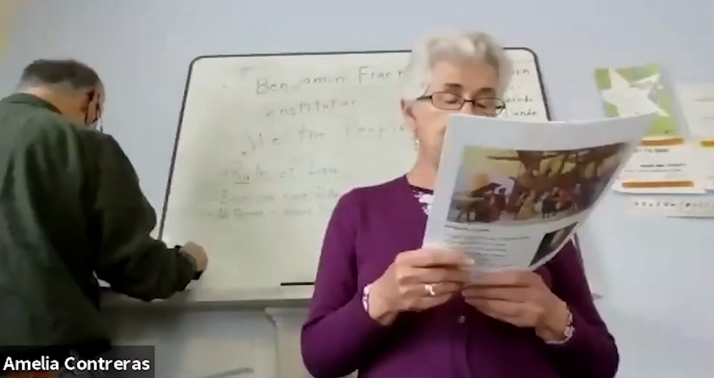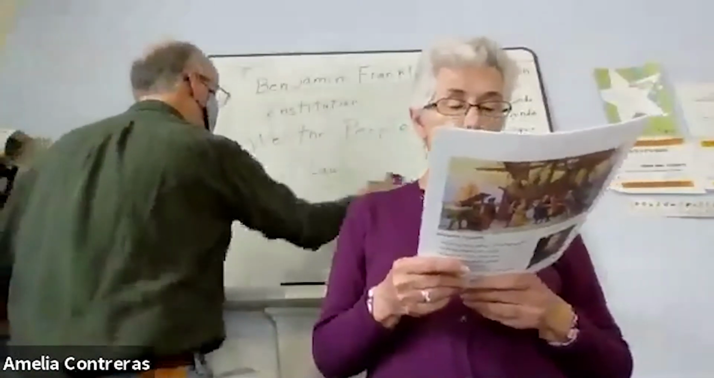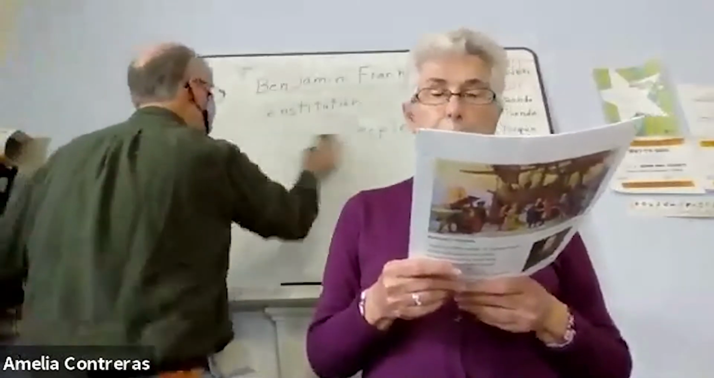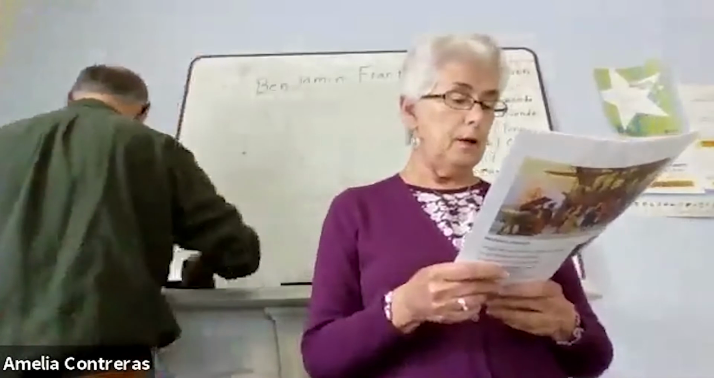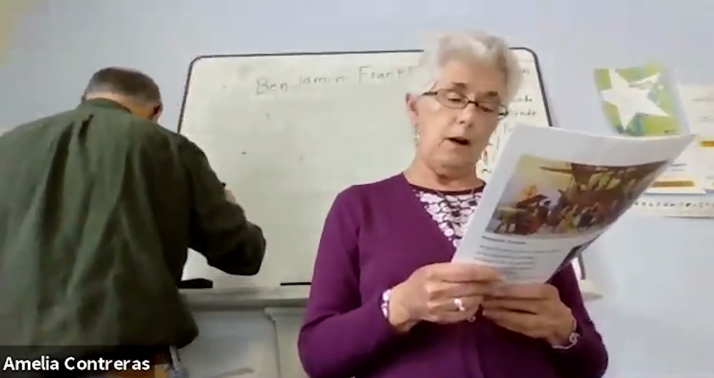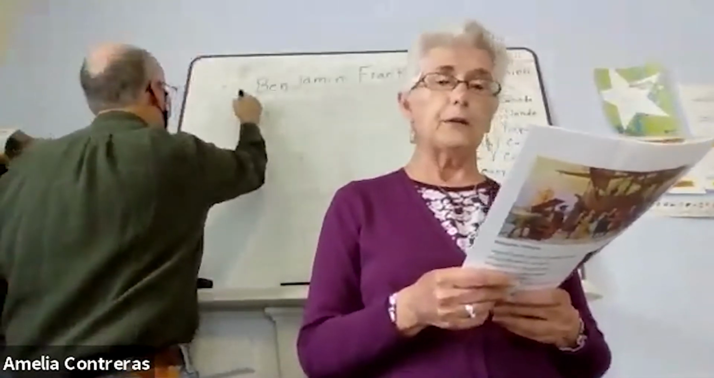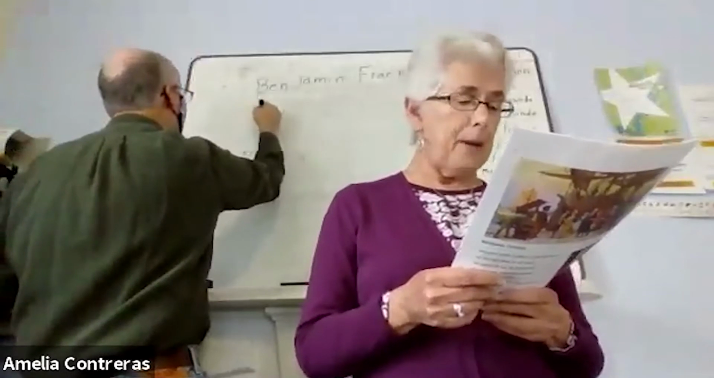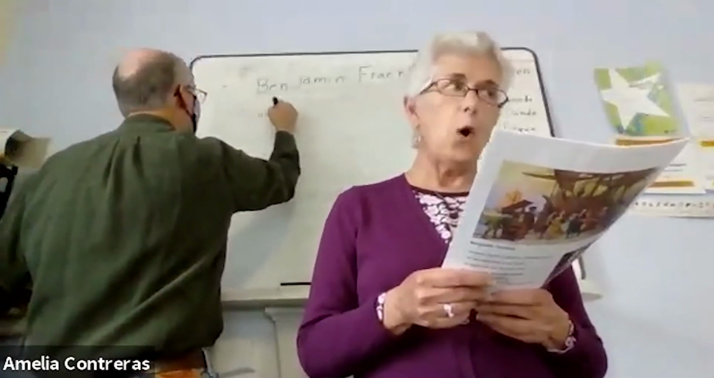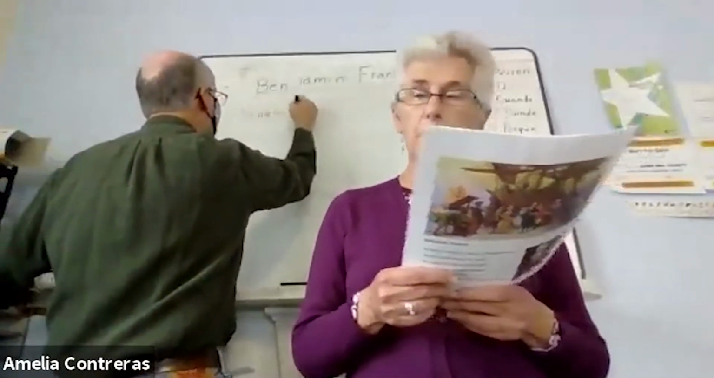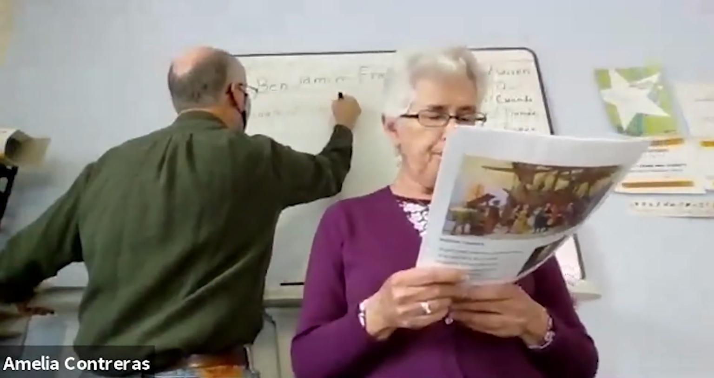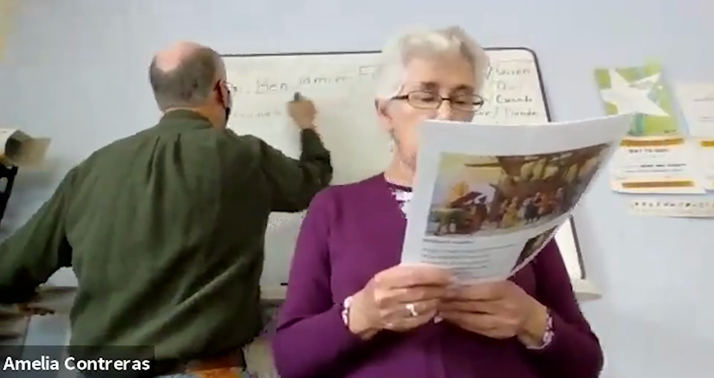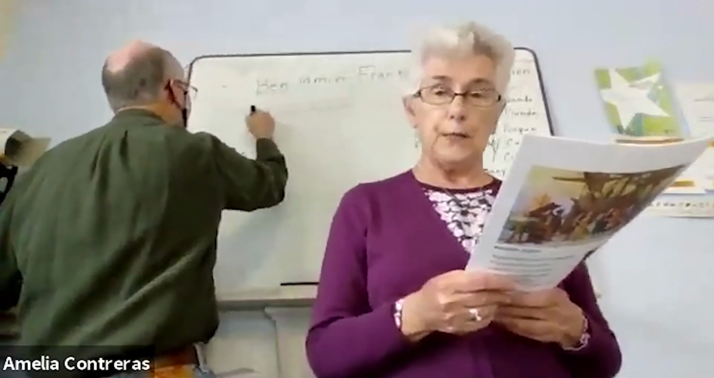So the first sentence is, Benjamin Franklin was the youngest member of the Constitutional Convention. Is that right? No. So we're going to read it correctly now. Benjamin Franklin was the oldest member of the Constitutional Convention.